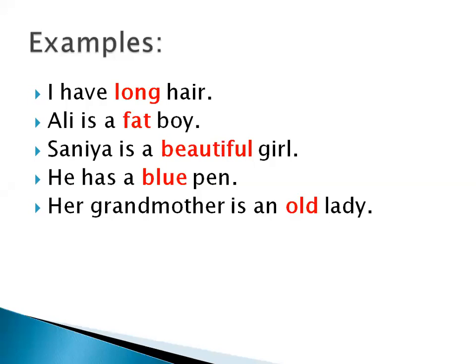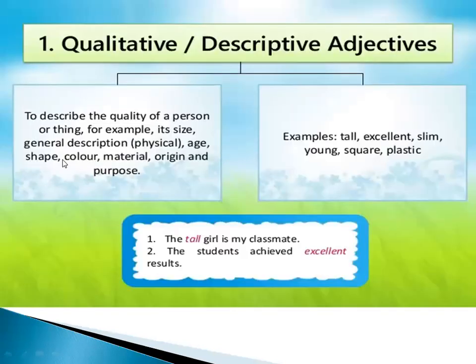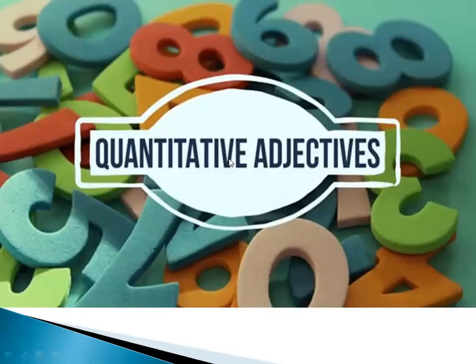Ali is a fat boy. How is the boy? He's fat. Sanya is a beautiful girl. He has a blue pen. What is the color of the pen? It was blue. Her grandmother is an old lady. What is the age of your grandmother? She is very old. So these are all the points which we have done here: size, general description, which is physical, age, shape, color, material, origin, whatever. These are all included in this category of adjective.